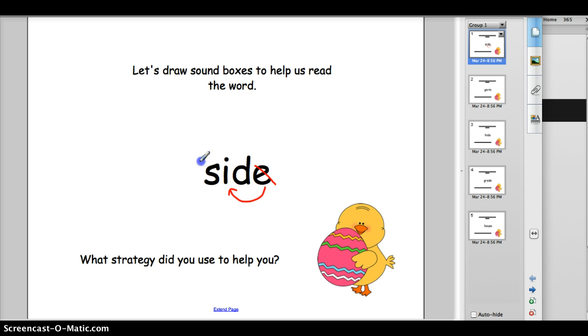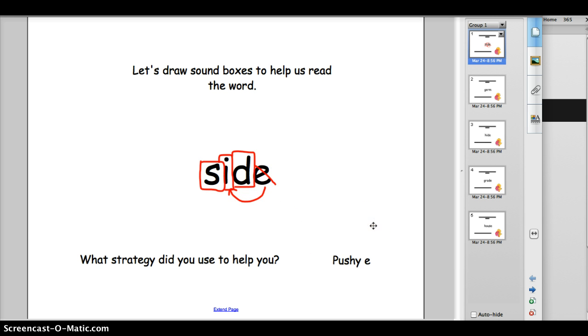So I'm going to do my sound boxes, starting off with S. Now that is no longer short I because of pushy E, it is now long I. D. S, I, D. S, side. So then we click on the little clip art, and instead of showing the picture of what the word is, it actually says what strategy did you use to help you, and in this case we used pushy E.